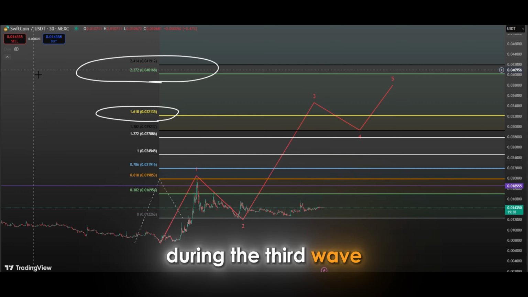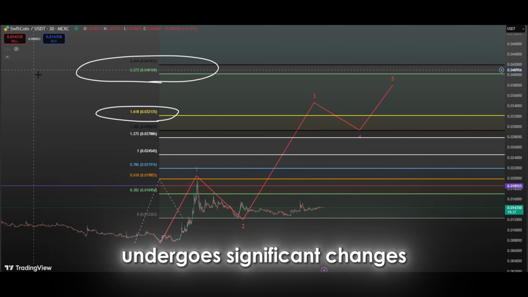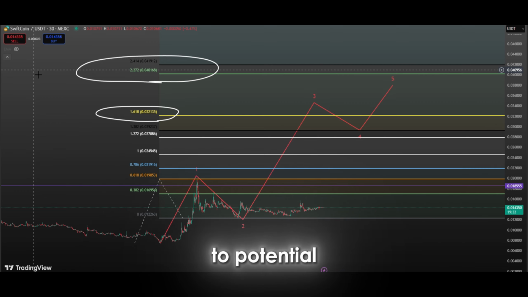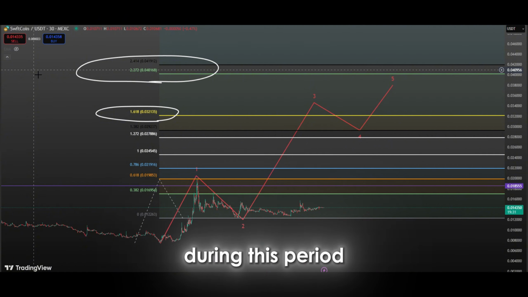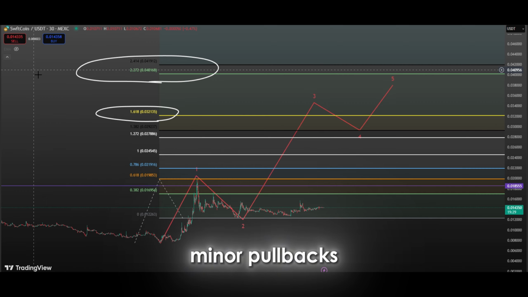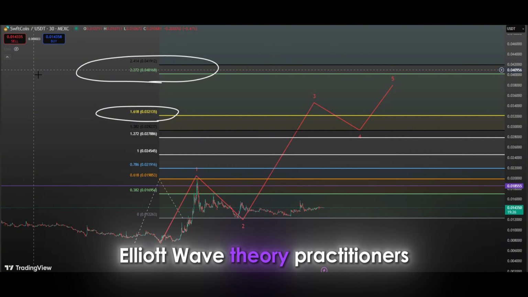During the third wave, investor psychology also undergoes significant changes. The initial hesitation and doubt are replaced by hope and enthusiasm. This optimism causes prices to climb step by step, and technical analysts pay close attention to potential interim resistance and support levels during this period. Even within the third wave, the market experiences minor pullbacks, but these corrections are not large enough to disrupt the main uptrend.